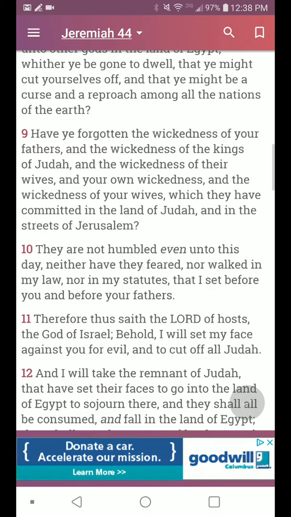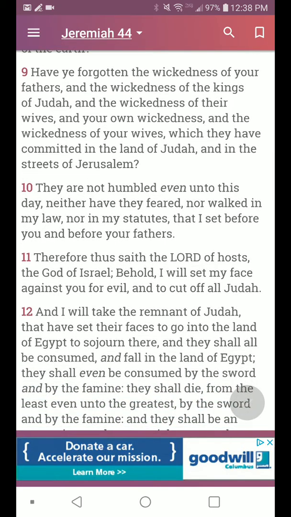Have ye forgotten the wickedness of your fathers, and the wickedness of the kings of Judah, and the wickedness of their wives, and your own wickedness, and the wickedness of your wives, which they have committed in the land of Judah and in the streets of Jerusalem? They are not humbled even unto this day.